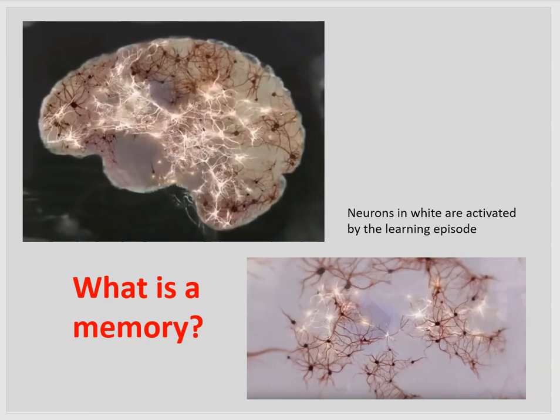So we'll wrap things up here by just asking a simple but deep question. What is a memory? Well, here we have a diagram of a brain with a network of neurons, and maybe the white ones are being activated by the learning event. Here we have a close-up view of some bit of the brain, and again, the white ones are activated by the learning event. So what we've learned is that some subset of those neurons are going to be allocated to forming a memory trace, and the memory trace will be formed as they grow stronger connections with each other. Synapses get stronger, and that forms a network of neurons that then can be reactivated at a later time, and we can retrieve that memory.